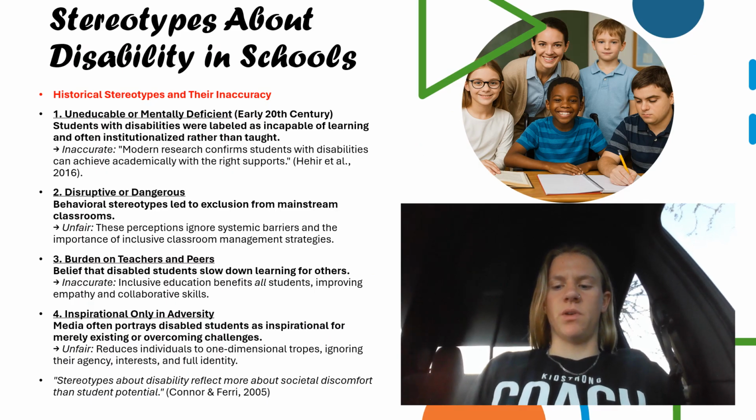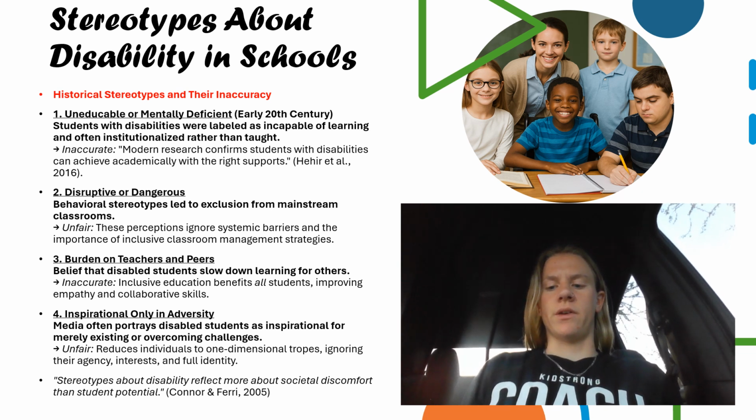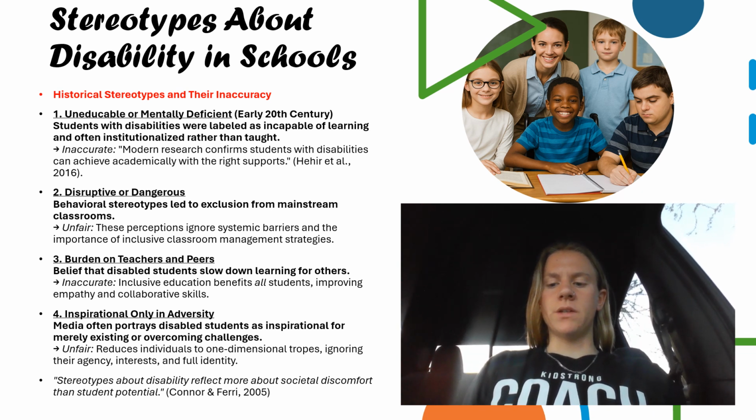Stereotypes about disability in schools. Historical stereotypes and their inaccuracy. Uneducable or mentally deficient. Students with disabilities were labeled as incapable of learning and often institutionalized rather than taught. Disruptive or dangerous. Behavioral stereotypes led to exclusion from mainstream classrooms. This is unfair.